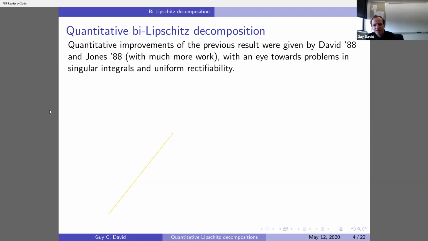And I'm not going to state their theorems. What I'm going to state is a newer result given by Renan Schul, which kind of generalizes their work.